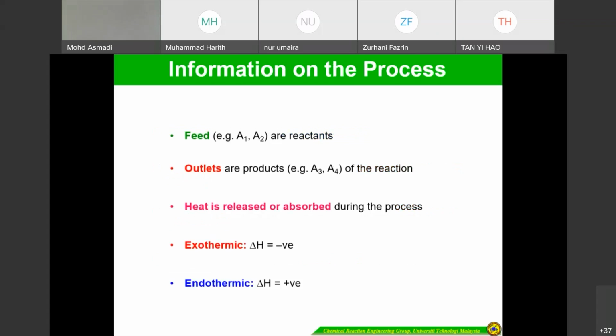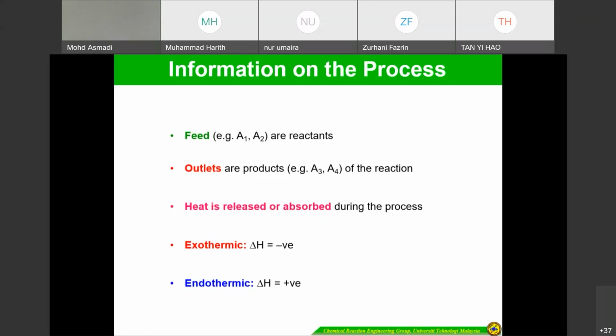For example, for the process, we have reactants A1 and A2, or sometimes generally we use A plus B, and the outlet is C, D. But here I'm using A1, A2 as reactants and A3, A4 as products. So is heat released or absorbed? If heat is released, it is exothermic, and we use negative for the change in enthalpy. So negative means heat release, positive means absorbed.